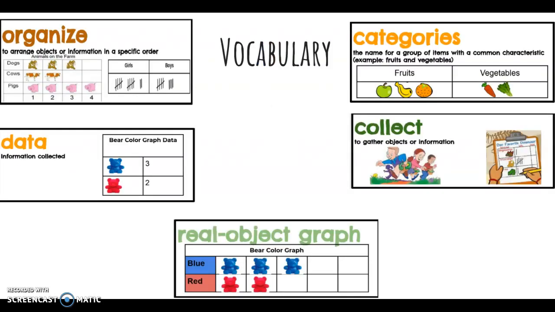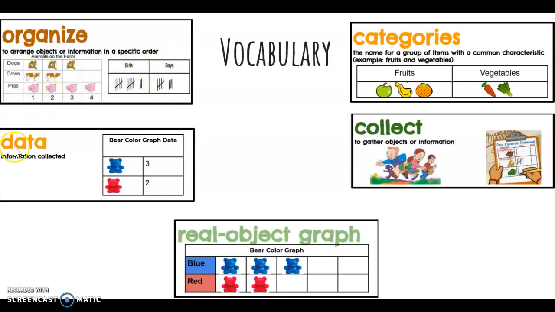Good. Our vocabulary, so our first vocabulary word is organize. Can you say organize? Organize means to arrange objects or information in a specific order. And we went over that word yesterday and how they organized this graph. They organized all of the dogs, put the dogs together. They organized the cows. They put the cows together, and they organized the pigs. And even here, they organized the amount of girls and the amount of boys by using tally marks.